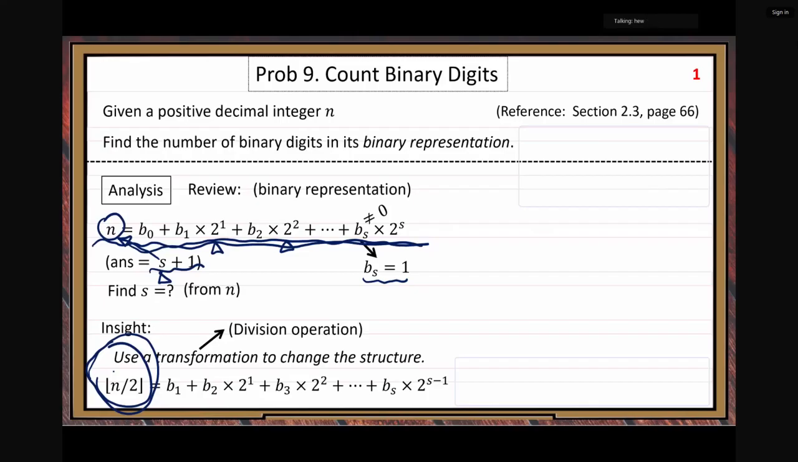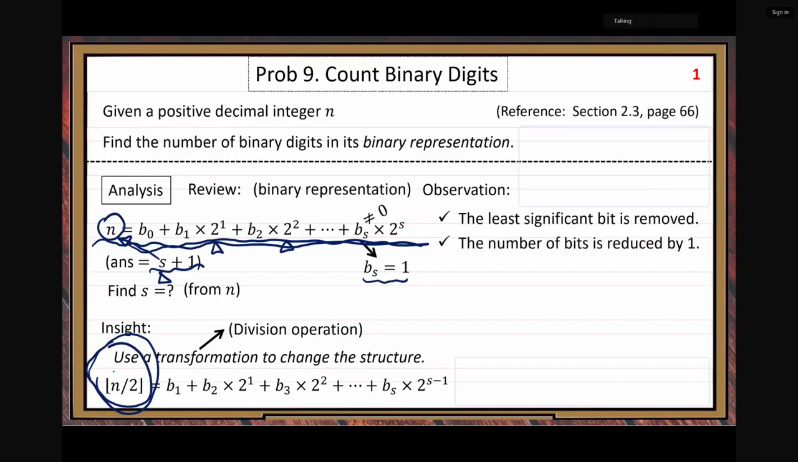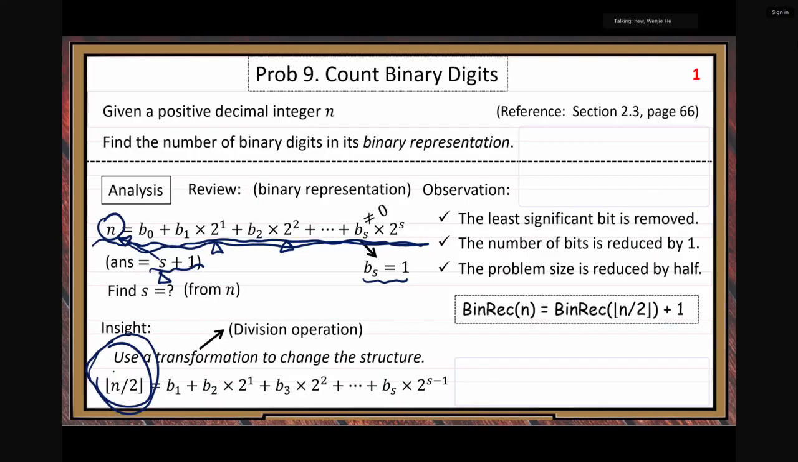Okay? All right. Now, based on the observation on these two formulas, we can derive the recursive formula. That's our observation, right? By half. So after these observations, our recursive formula becomes, because we need to introduce a function. The function.